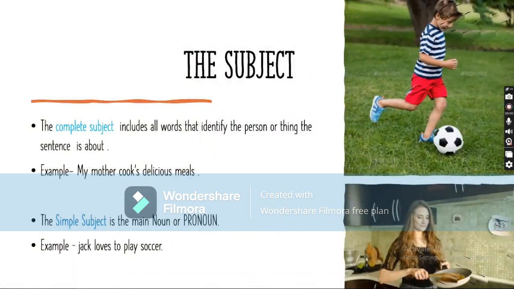Next, let's learn more about the subject. There are two types of subjects, a complete subject and a simple subject. What are these? A complete subject includes all the words that identify the person or thing the sentence is about. Meanwhile, the simple subject is the main noun or pronoun. Let's take an example. The first one, my mother cooks delicious meals. Here, it is an example of a complete subject as it includes all the words that identify the person. Like here, I am identifying the person as my mother. We are giving more identity to the person.